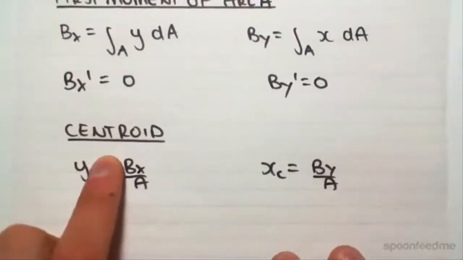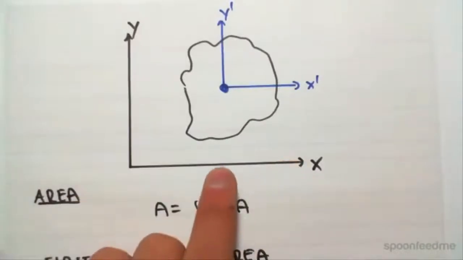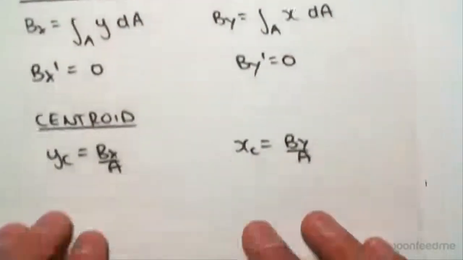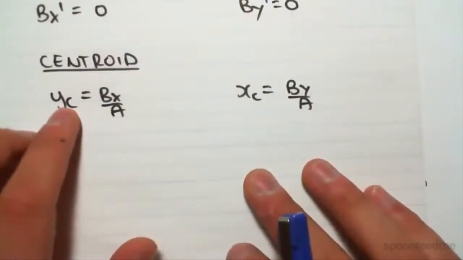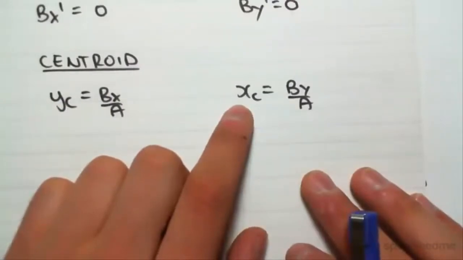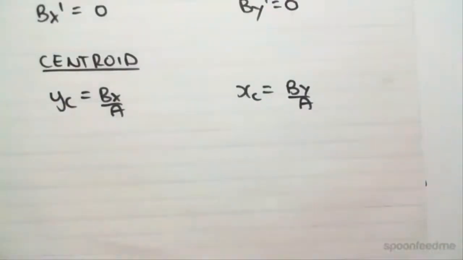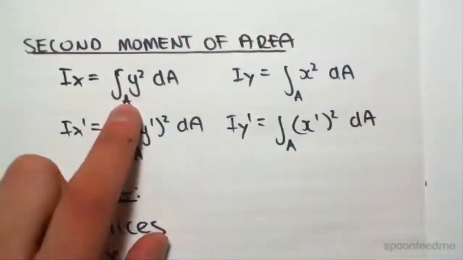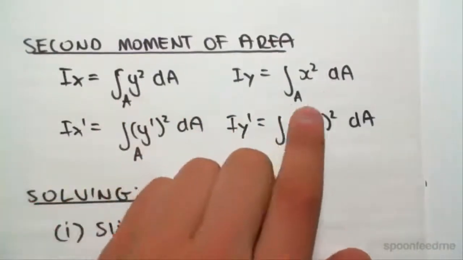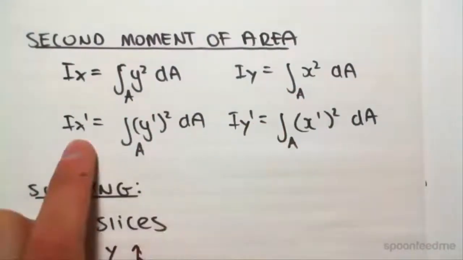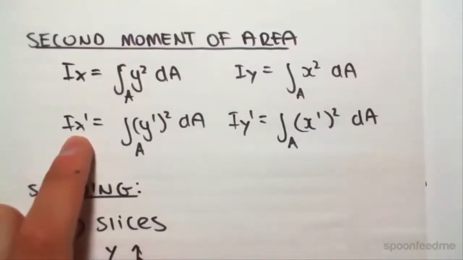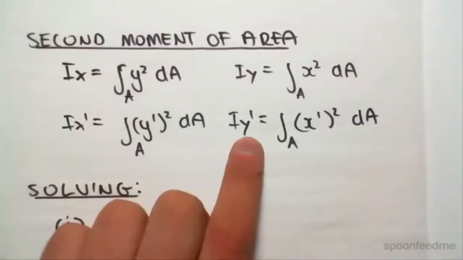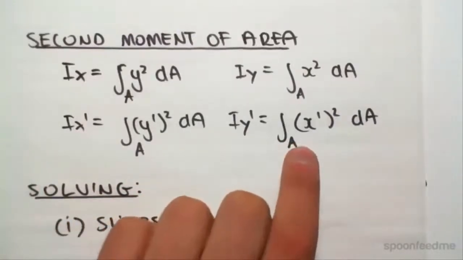To find the centroid in terms of your reference axes, so we want to know, say, the yc and xc, how far up our centroid is and how far across our centroid is, you would do Bx on A for yc, and xc, which is the distance x for the centroid, would be By on A. The second moment of area, Ix, is equal to the integral over A of y squared dA. Iy is the integral over A of x squared dA. Ix dash, so the second moment of area in reference to our centroidal axes, will be the integral over A of y dash squared dA. Iy dash is the integral over A of x dash squared dA.